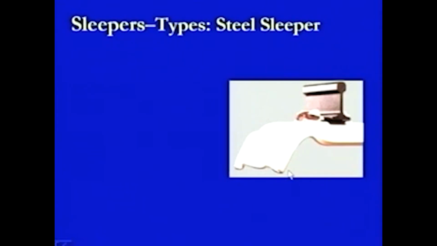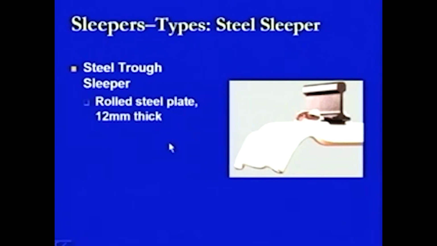This is one photograph of a steel sleeper which you must have seen, and this is the type of sleepers which are provided like this. So, the shape goes this way and then again this way. This is a rail section which is placed at the top of this steel sleeper.